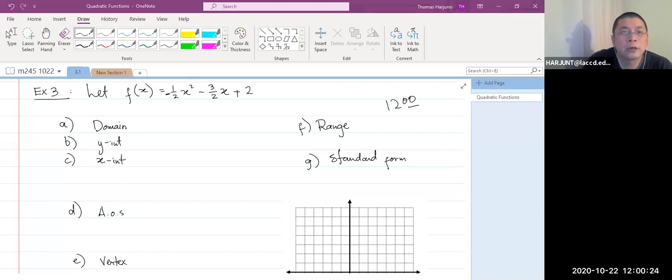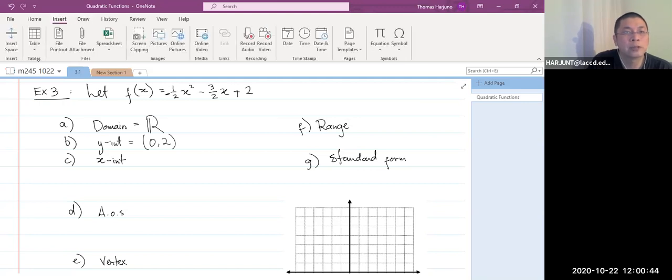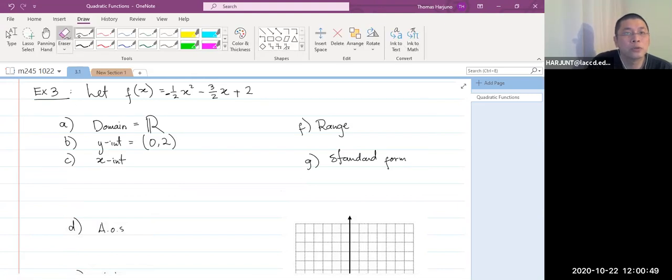Okay, let's see. What's the domain? That's a polynomial, so it should be all real numbers, right? Okay, the y-intercept is 0, 2. The x-intercept, this is where we get some issue. Let me give myself more space. Usually we have issue here. So 0 equals negative 1/2 x squared minus 3/2 x plus 2.